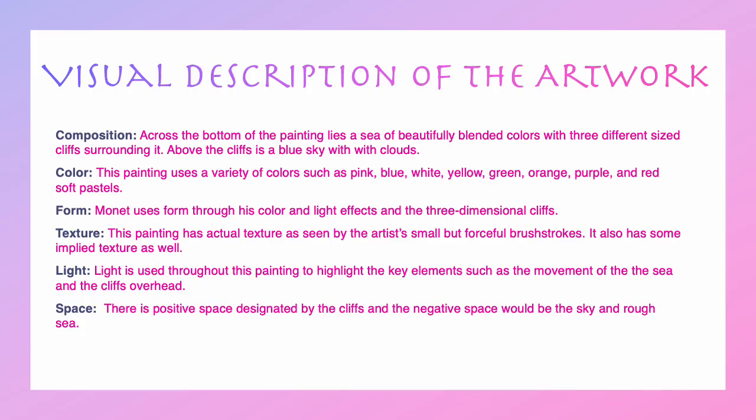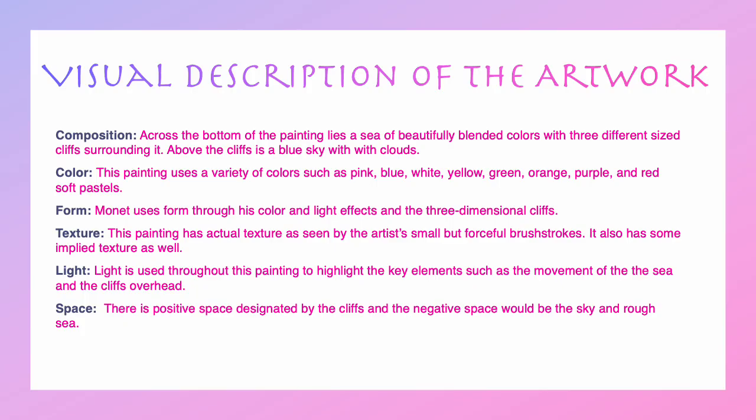Monet used many visual elements. In his composition, he arranged the elements by painting a rough sea at the bottom of the landscape. Three differently sized cliffs are towering over the sea. There is a sky above with clouds intertwined. He used a variety of soft pastel colors, including pink, blue, orange, yellow, green, white, purple, and red.